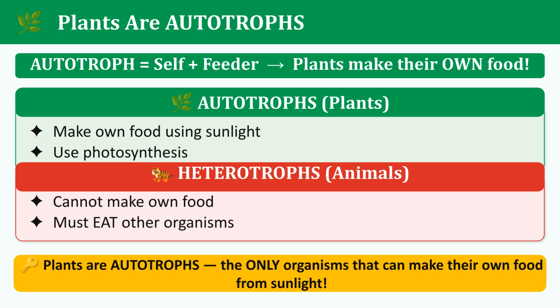Now let's learn an important scientific word, autotroph. Can everyone repeat? Autotroph. Excellent. The word auto means self. Troph means feeding. So an autotroph is an organism that prepares its own food. Plants are autotrophs because they make food using sunlight. Animals cannot do this. Animals depend on plants or other animals for food. That is why animals are called heterotrophs. For example, a tiger, a cow, a human being, all are heterotrophs. But every green plant is an autotroph. Without plants, there would be no food chain.